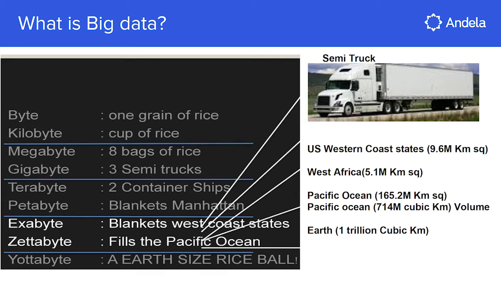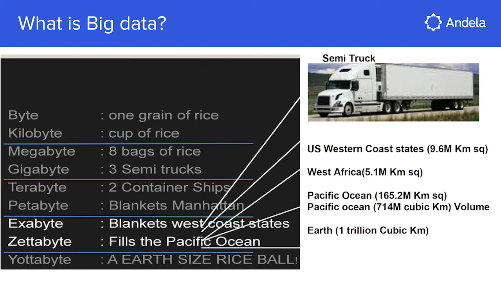I don't know what a semi-truck is, but that's what came up when I Googled it. A terabyte is like 2 container ships. I see container ships every day at Apapa when I sail, so I know what that is. A petabyte will blanket Manhattan. Now, imagine Manhattan to be Victoria Island and Ikoyi combined. Look at that size. Now, an exabyte, even though we say we're IT, I'm sure we don't deal with exabytes and stuff. It probably just stops at the 1 terabyte hard disk we have. So now, an exabyte will blanket the West Coast states of the US.